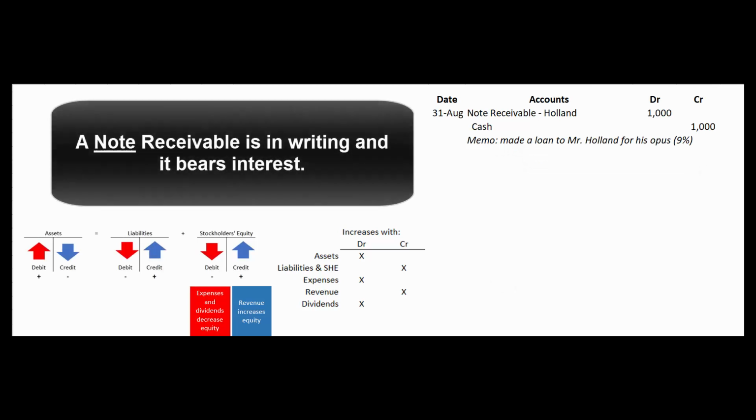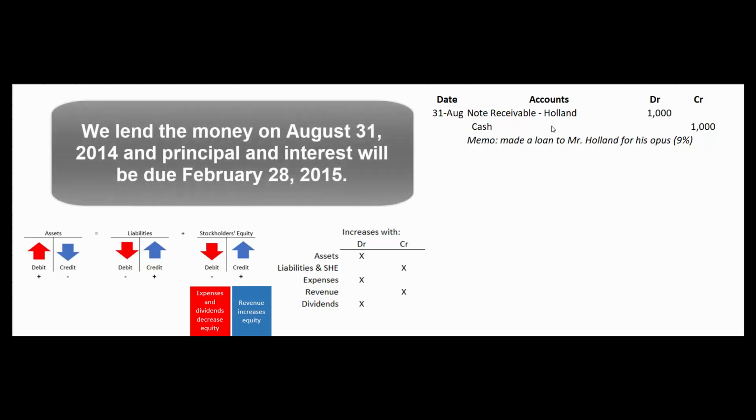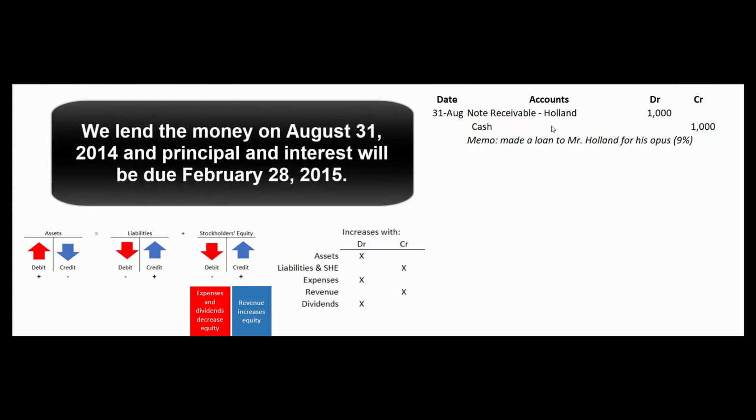The difference between an account receivable and a note receivable is that a note receivable is in writing and it bears interest. All right, so let's pretend like we lent $1,000 to Mr. Holland on August 31st, and it's going to be due, principal and interest are going to be payable on February 28th of the next year.